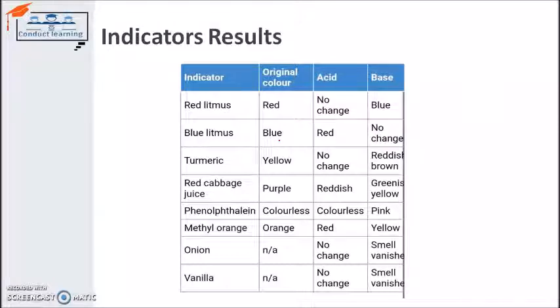Onion and vanilla are both olfactory indicators, as I told you. They do not change their smell when the solution is acidic, but they do change when it is a base. That means their smell will vanish. There will be no smell of onion or vanilla when the solution is a base. So if you want to check a solution of acid and base with the help of olfactory indicators by checking the smell, you can use onion and vanilla.